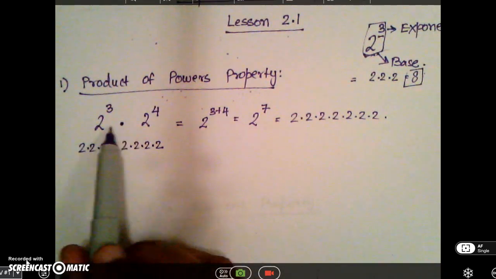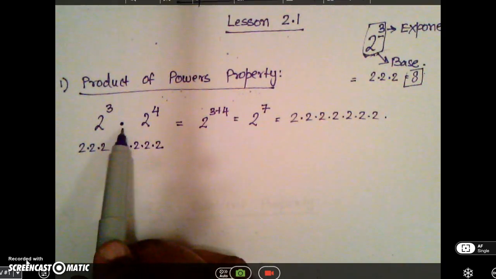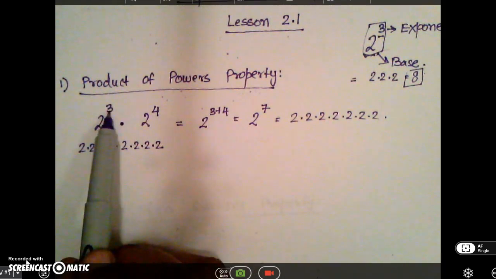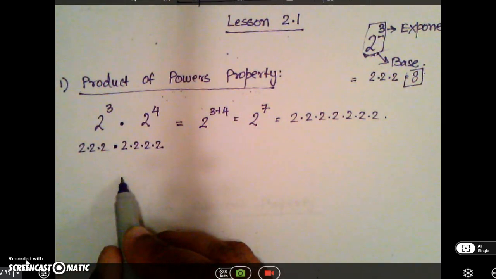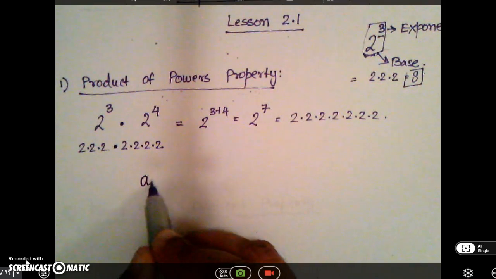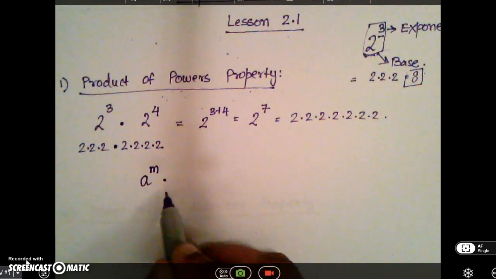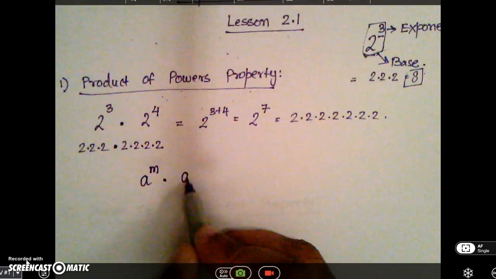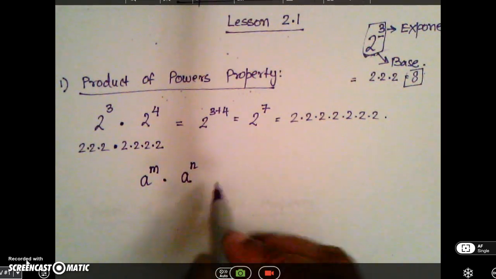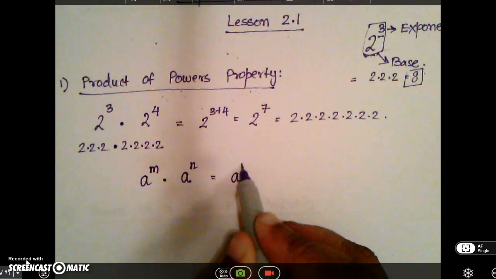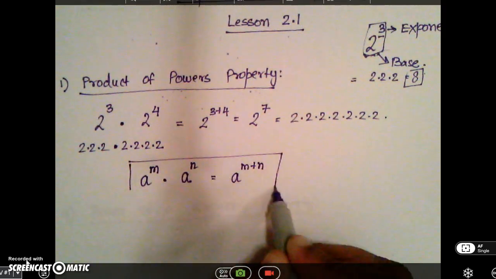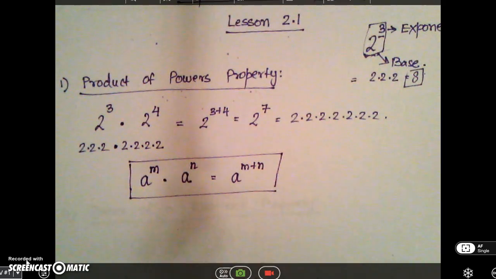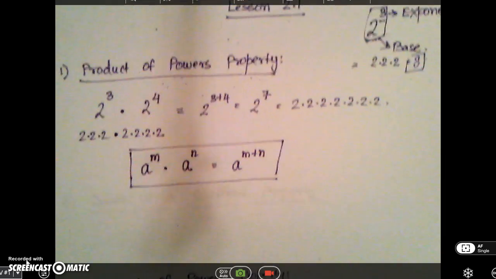So if I have powers that have the same base and I'm multiplying them, all I have to do is go ahead and simply add the two powers and I'll get my answer. So if I have to generalize this rule, I have a base a raised to the power of m multiplied by the same base now raised to the power of n. All I can do is simply add the two powers and I get the simplest form of my exponent. Alright, that's my first property, which is the product of powers.